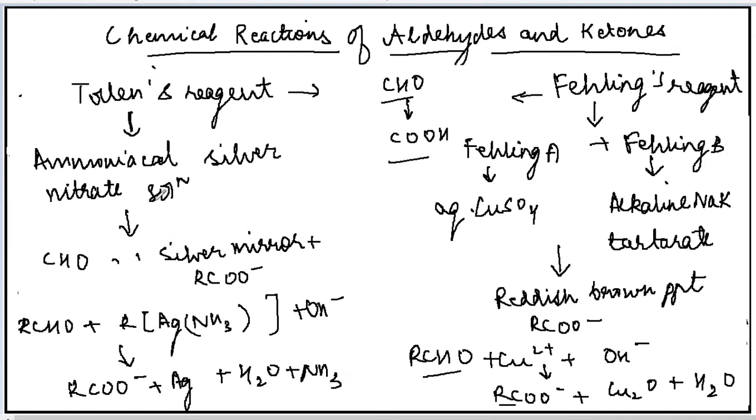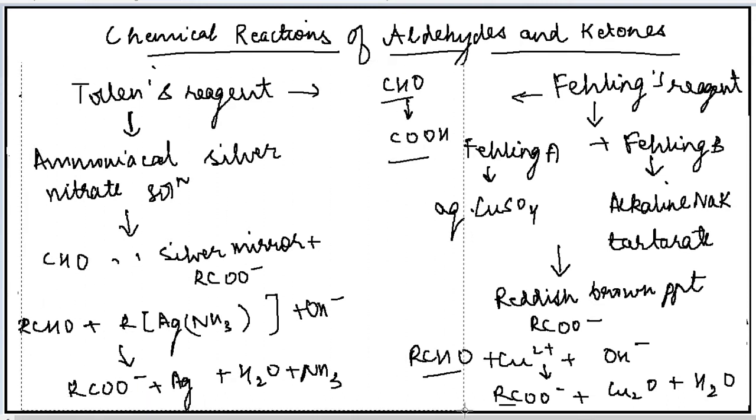Tollens reagent is ammoniacal silver nitrate solution, and Fehling's reagent is a mixture of Fehling A and Fehling B solution. Fehling A is aqueous copper sulfate and Fehling B is alkaline sodium potassium tartrate. So this is how the oxidation takes place.